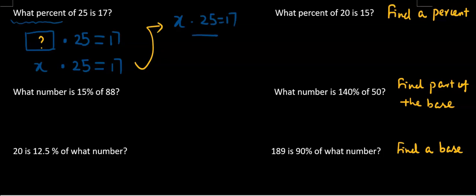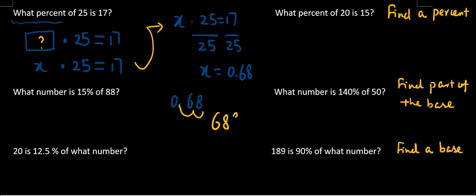How do I find X? Divide. Division property of equality. So X is 17 divided by 25. Pause this video and see if you can calculate this all by yourself. I did already, and I have 0.68, and I'm going to convert it into percent. From decimal to percent, move it 2 times to your right side. 1, 2, you got 68. Add the percent symbol, 68%.